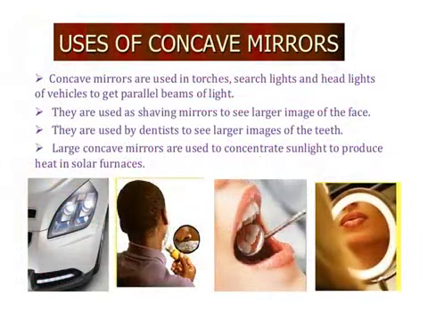Now let us pass on to the uses of concave mirror. Concave mirrors are used in torches, searchlight and LED headlights of vehicles to get parallel beams of light. So just in the previous slide we have seen when the object is kept at F, after reflection it renders parallel rays to the principal axis. So this is the application where instruments like torches, searchlight and headlight of cars are being used.